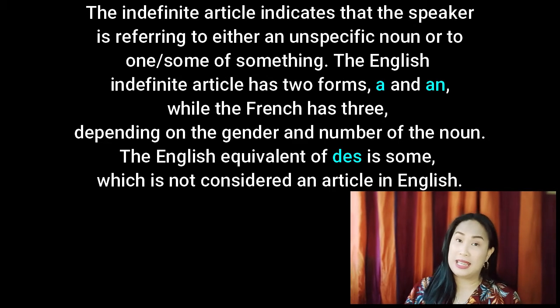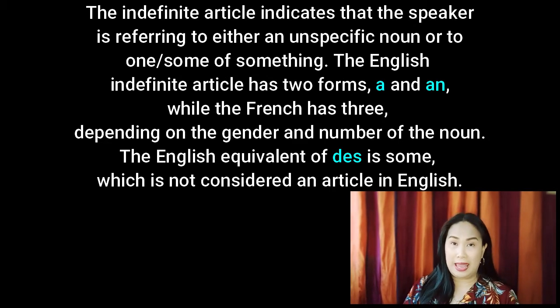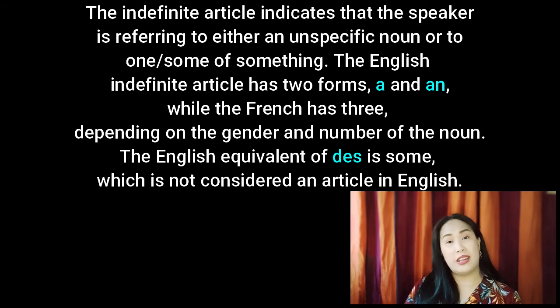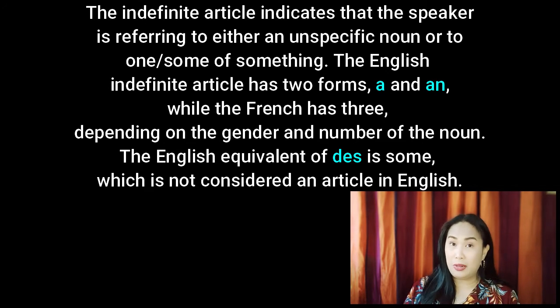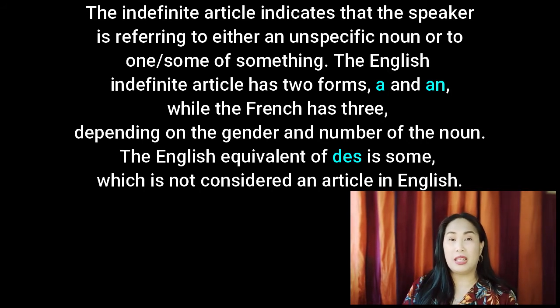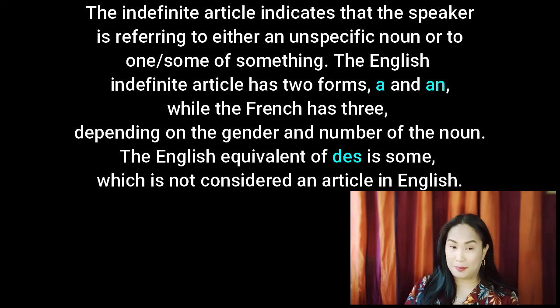So now let's proceed to the indefinite. The indefinite article indicates that the speaker is referring to either an unspecific noun or to one or some of something. The English indefinite article has two forms, a and an, while French has three, depending on the gender and number of the noun. The English equivalent of des is some, which is not considered an article in English.